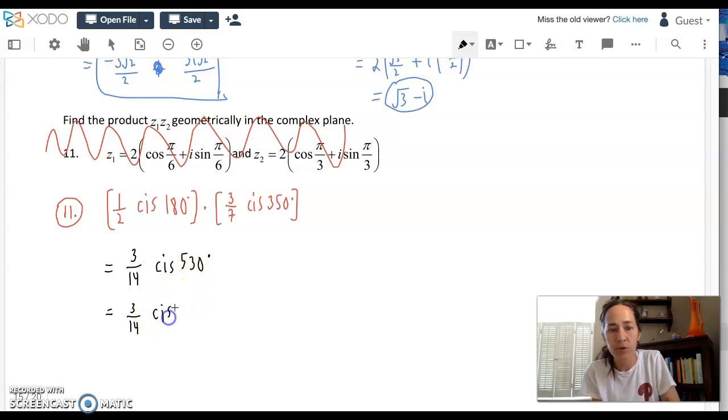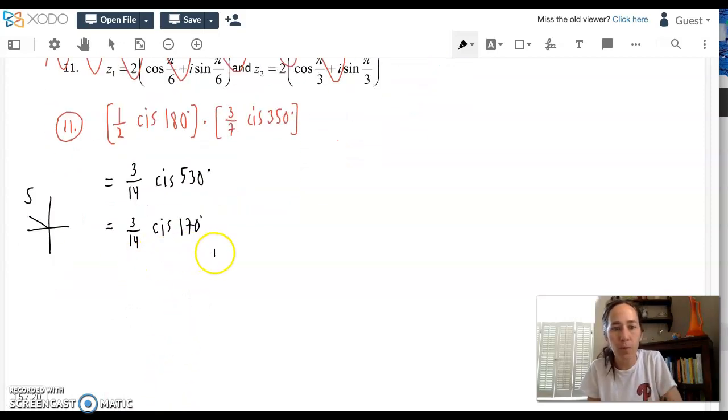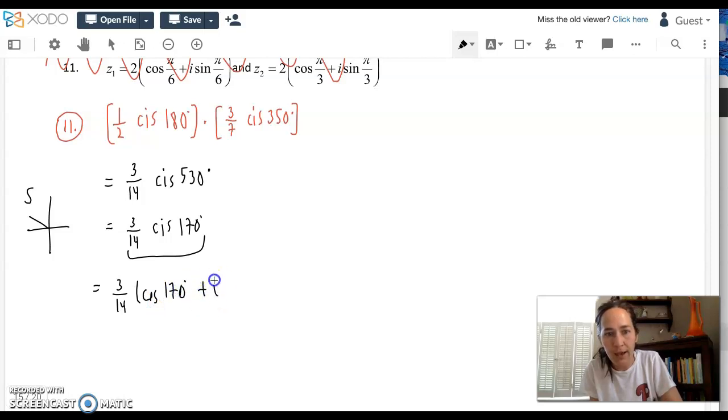So what we just wrote is equivalent to 3/14 cis, 530 minus 360 is 170 degrees. So now I know I'm aiming for a quadrant 2 solution right before 180, where only sine and its reciprocal are positive. Well, we've got our polar form. Good practice to convert to rectangular, right? So 3/14 cosine of 170 when the whole thing's written out, plus i sine of 170.